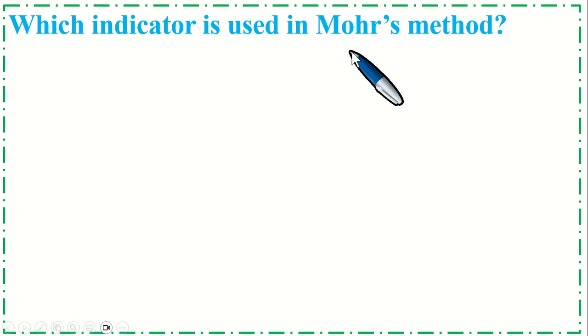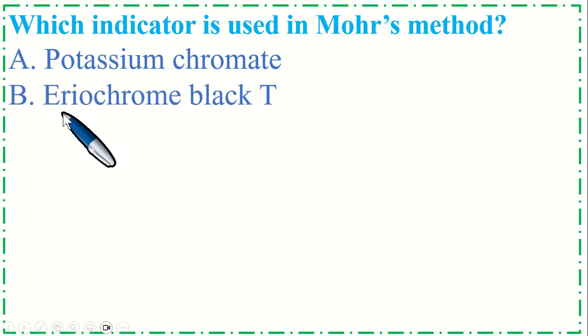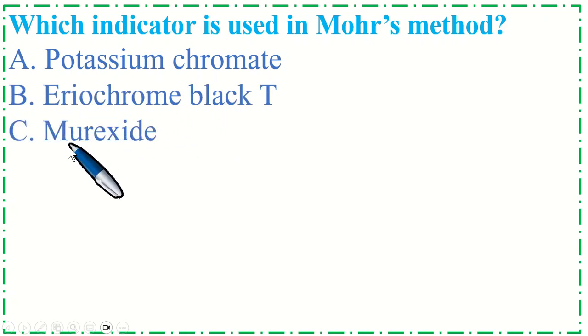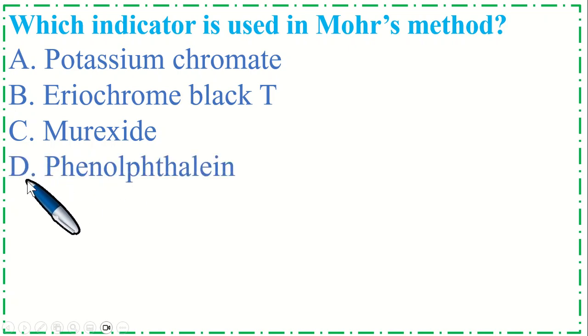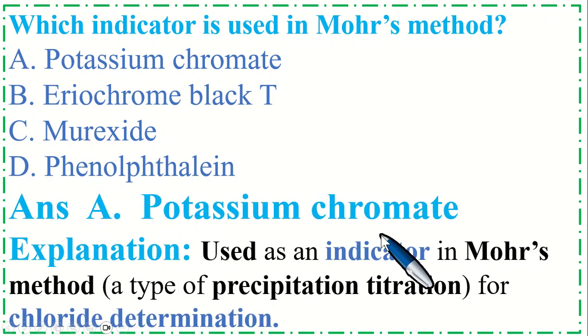Which indicator is used in Mohr's method? Option A, potassium chromate. Option B, eriochrome black T. Option C, murexide. Option D, phenolphthalein. So the correct option is A, potassium chromate. Potassium chromate is used as an indicator in Mohr's method, a type of precipitation titration for chloride determination.